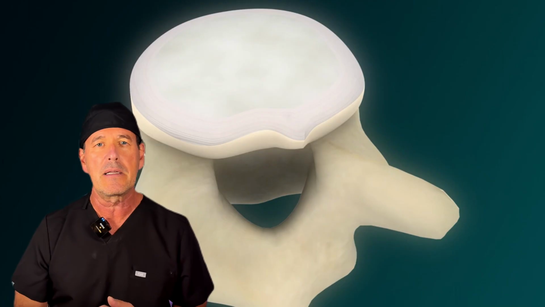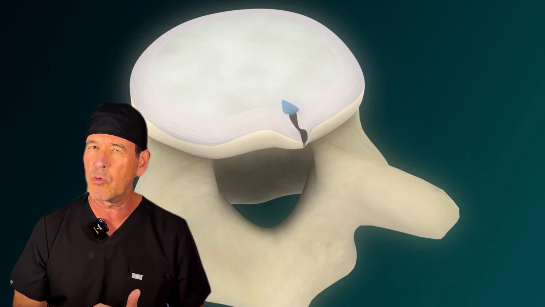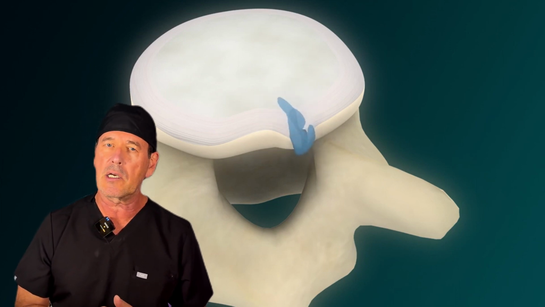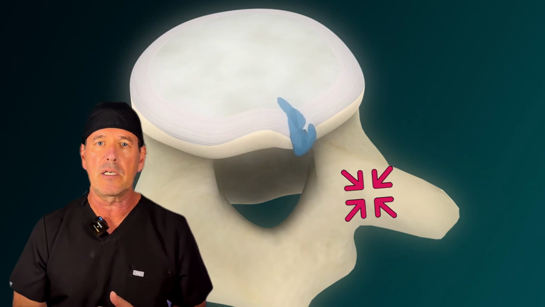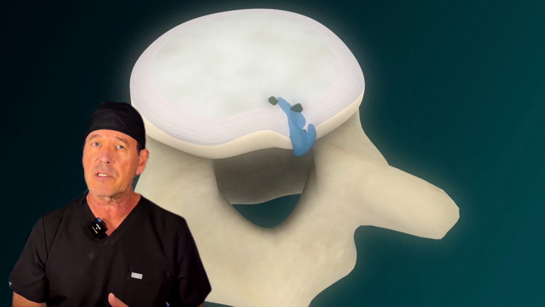Disc extrusions occur when the nucleus pulposus breaks through the annulus fibrosus and leaks out into the spinal canal. This type of herniation is nasty, it's more severe than a protrusion, and can cause significant nerve compression. The extruded material may migrate and press on spinal nerve roots or the spinal cord.